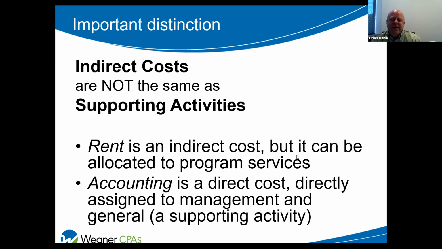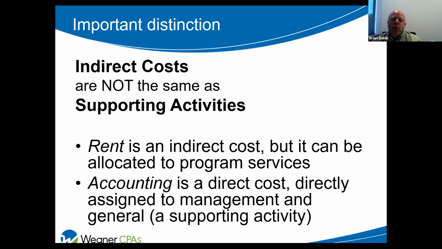An important distinction to reiterate: indirect costs are not the same as supporting activities. This is something that even experienced accountants kind of stumble over and have to think about from time to time. An indirect cost is something that can't be directly allocated, and a supporting activity is a particular function like management in general or fundraising, and they're not the same thing.